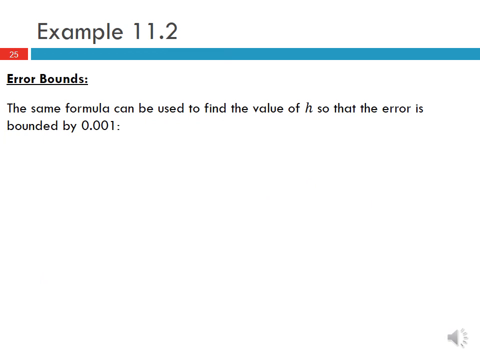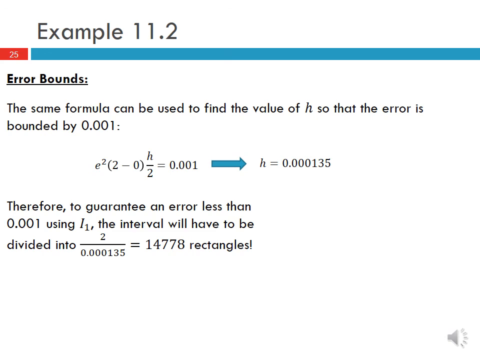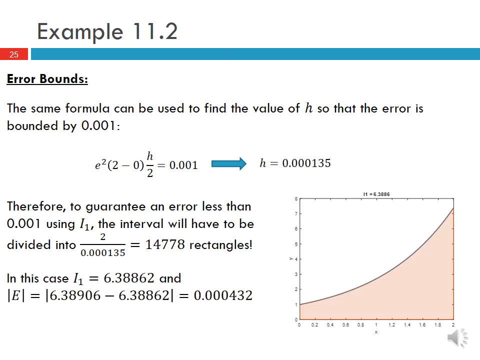The same formula can be used to find the value of h so that the error is bounded by 0.001. If we know this estimate of the upper bound of our error, we can use it to calculate h. In this case, h is 0.000135. So to guarantee an error less than 0.001 using I1, the interval will have to be divided into 14,778 rectangles. If we do this, we get the estimate of the integral as 6.38862, which provides an error less than 0.001, as we can see, 0.000432.